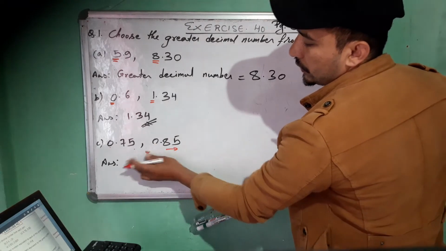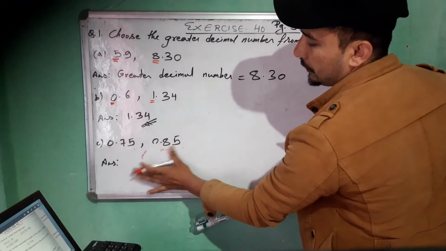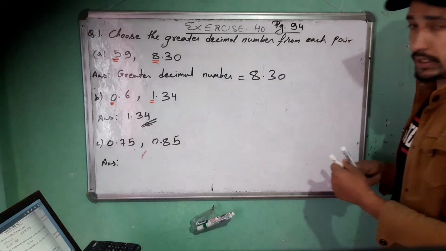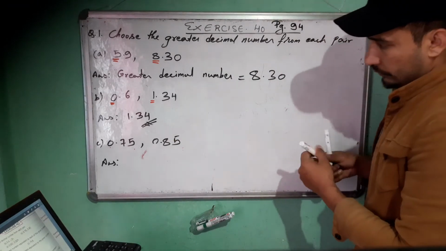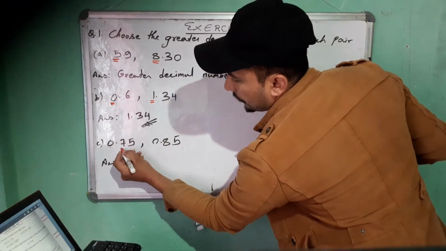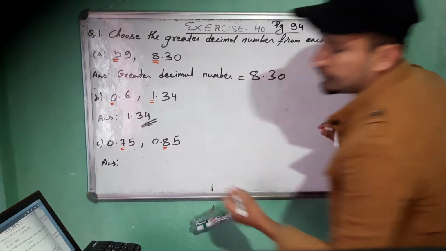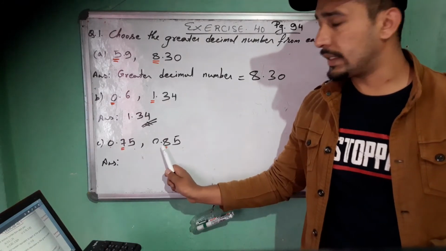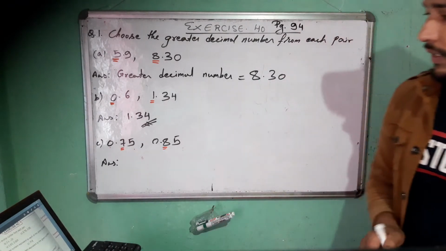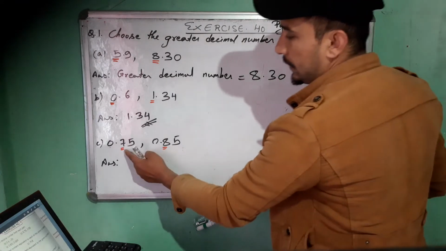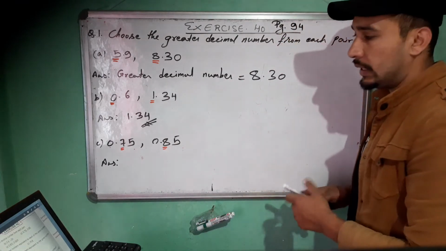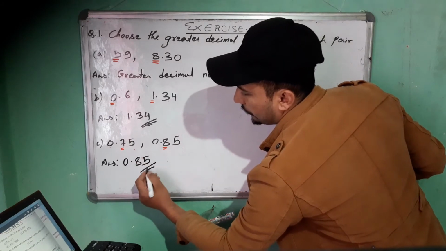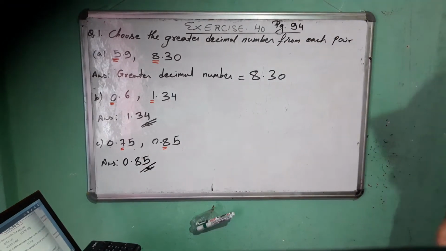Okay, so since the units digit on the left-hand side of the point is the same, you go to the right-hand side. Here you have 7, here you have 8 after the point. Okay, so which is bigger? 7 is bigger or 8 is bigger? So 8 is bigger, so the answer will be 0.85 is the bigger decimal number.